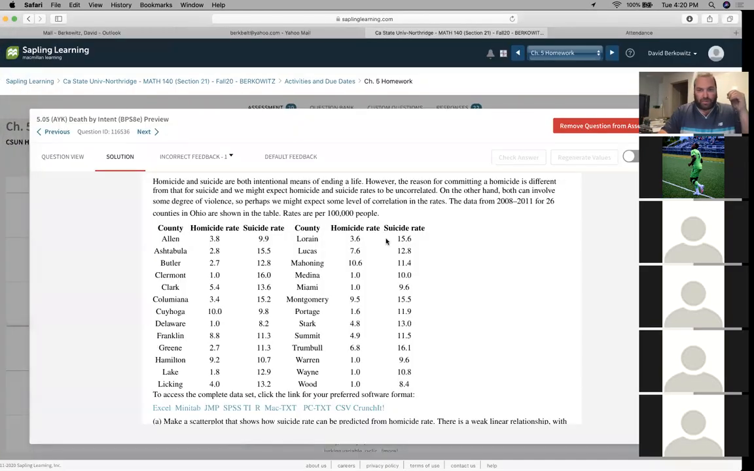all right. So maybe they are correlated. Who knows? Let's take a look at the data. The data from 08 to 11 for 26 counties in Ohio are shown in the table. These rates are per 100,000 people. So the homicide rate is 3.8, meaning 3.8 per 100,000 people.